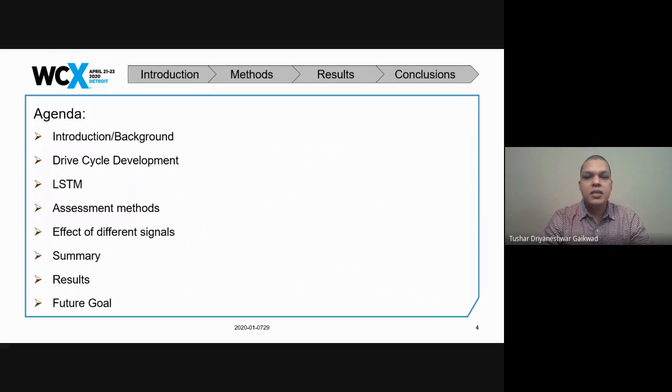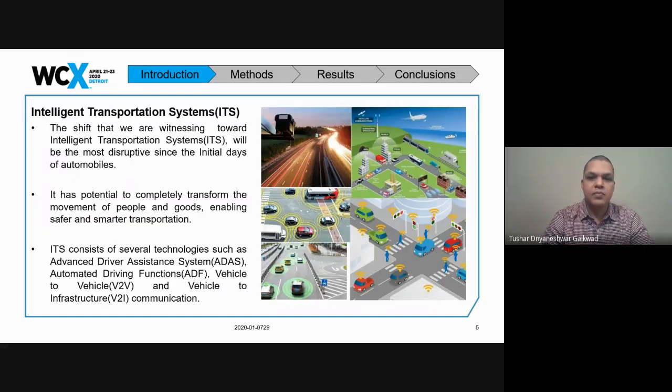So this is the agenda for today's presentation. I will talk about the introduction and background of the overall project. Then we will discuss the drive cycle development, LSTM model, assessment methods, and the effect of different signals on prediction. At the end, we'll discuss the summary, results, and future goals. Now, let's begin with the introduction.